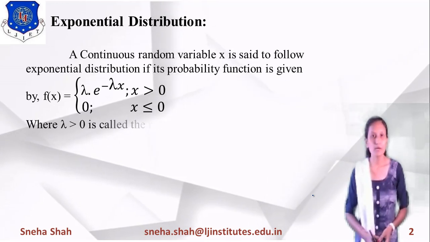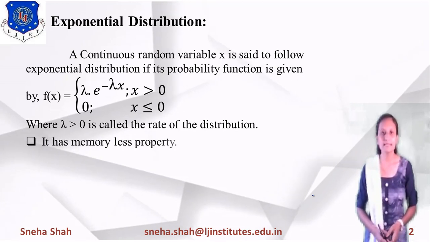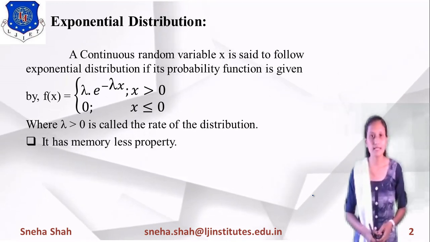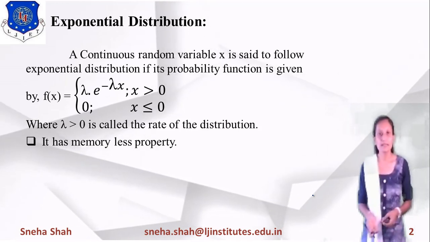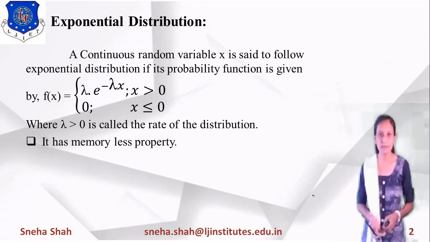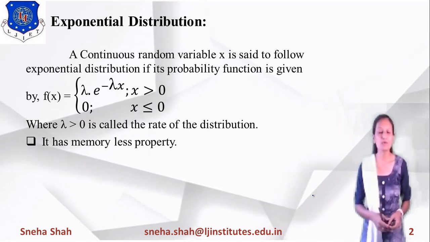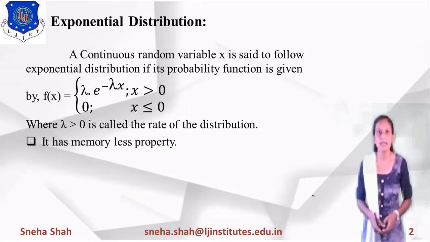Now, there are some important points of this exponential distribution. The first point is it has the memoryless property, which is considered the forgetfulness property. It means the occurrence of one event does not depend on the occurrence of any other event. So it is independent of any event, so it is considered a memoryless distribution.